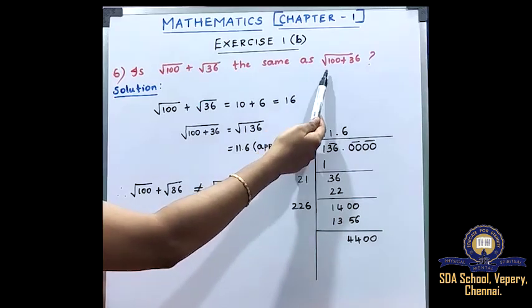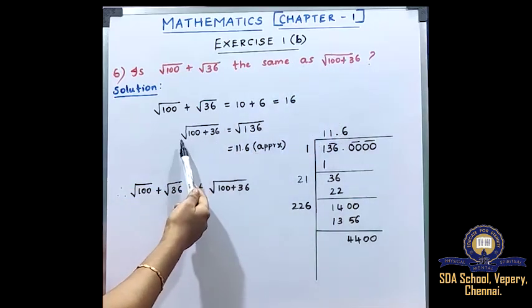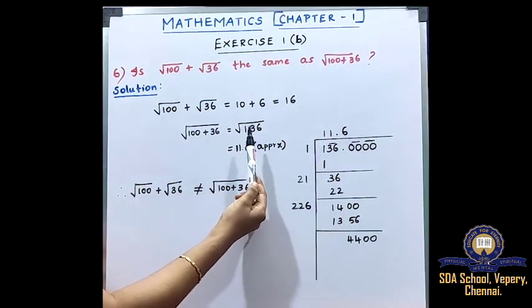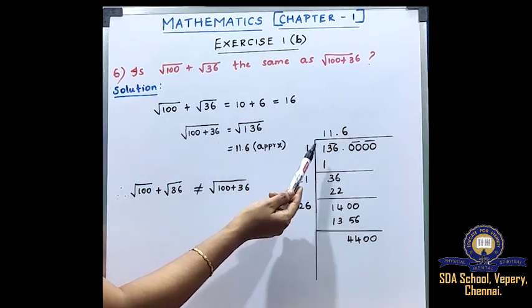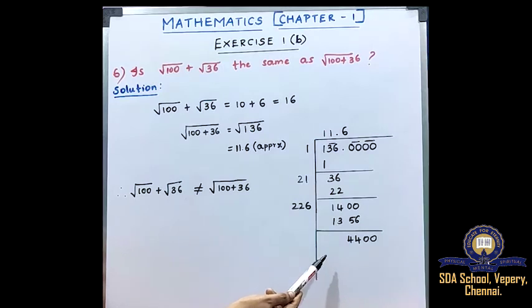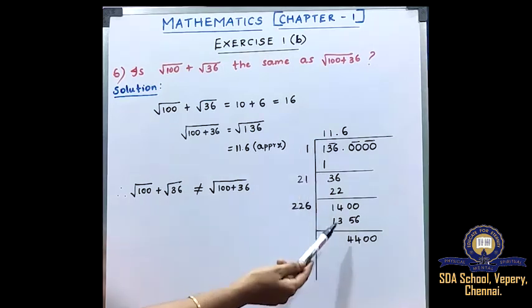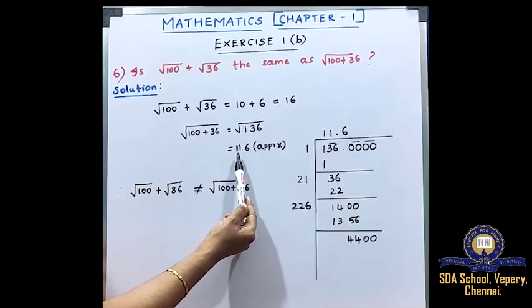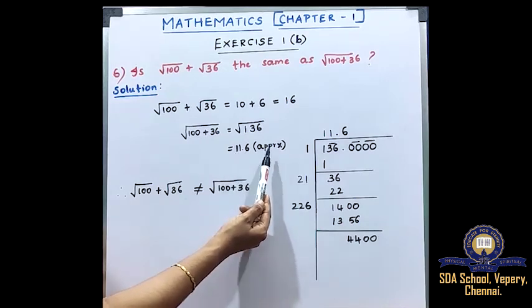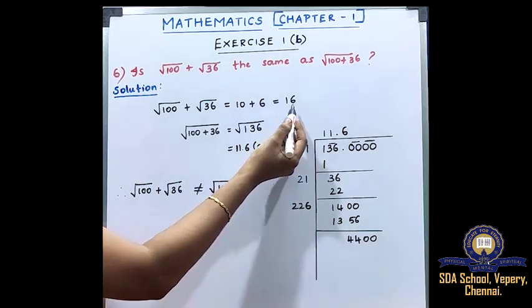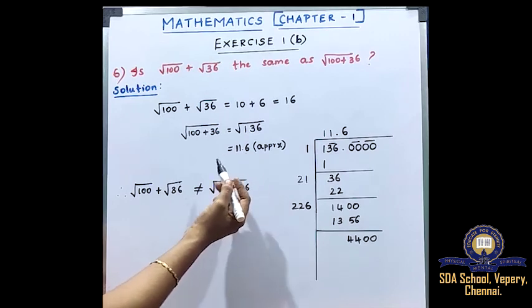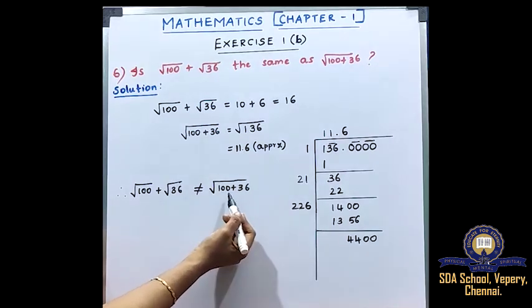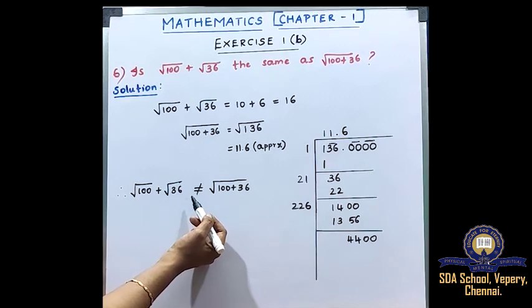So, this is the second term, root of 100 plus 36. If you add these two terms, you will get root 136, right? Using the square root division, this we have already learnt in lower classes, we have got the answer to be approximately 11.6. When you observe the answers for these two terms, 16 and 11.6, they are not the same, right? So, we have to conclude saying that the two given numbers are not the same. Okay?